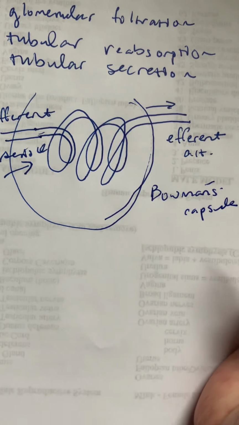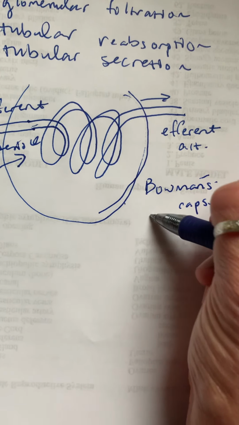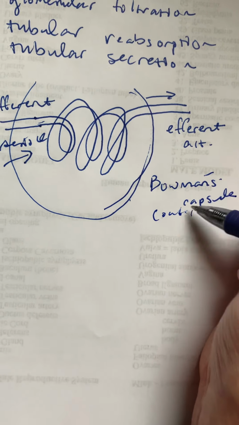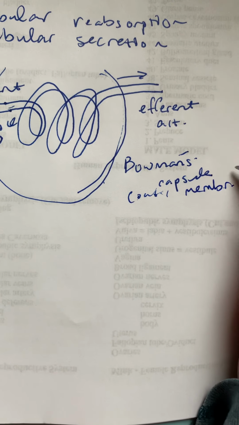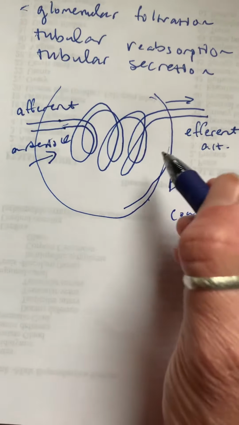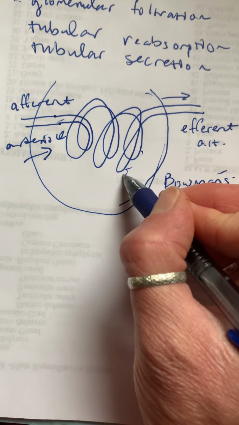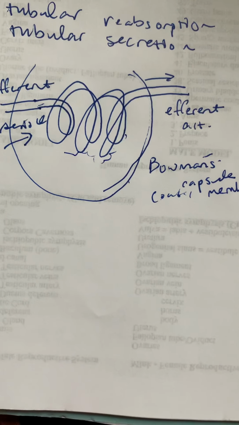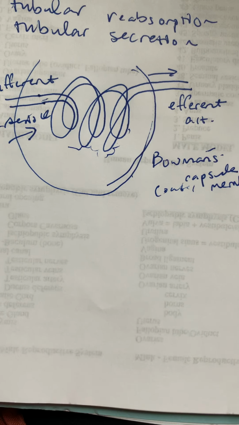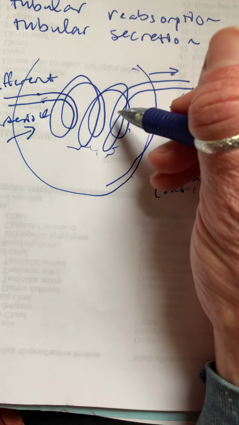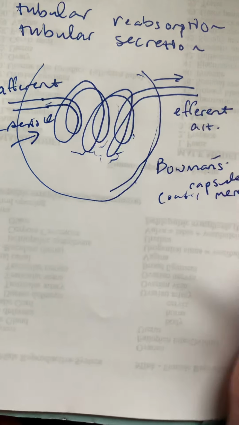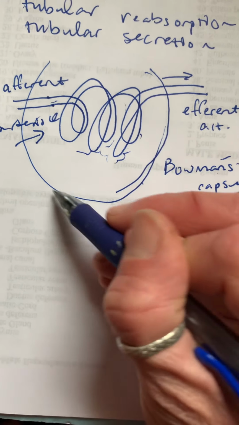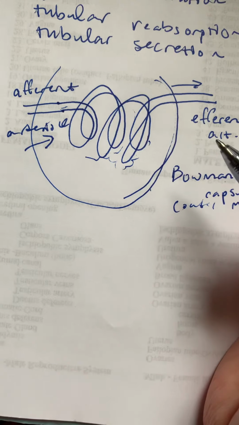The Bowman's capsule has two layers. So this would be the outer membrane, the one that makes the big circle. And then the inner membrane would sit right on top of these capillaries. So you've got an inner membrane and your capillaries forming this tangled mess, and then the outer membrane of the Bowman's capsule out here.